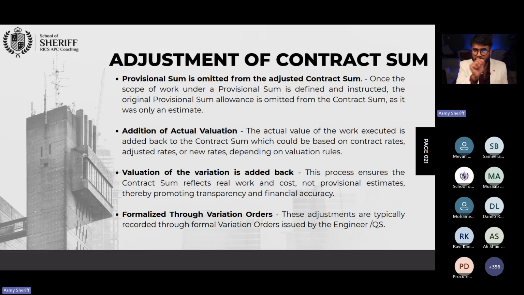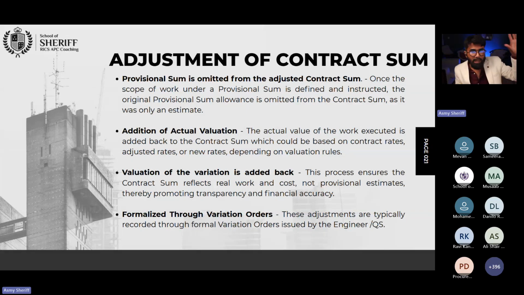So first, deduct the 5 million from the total contract amount. You are going to deduct the 5 million. And now you are going to evaluate your actual valuation that you did by the 1, 2, 3, 4, 5 methods. Any of the methods that you identify, you are going to evaluate and insert that money, and make sure you are going to formalize it through a variation order.